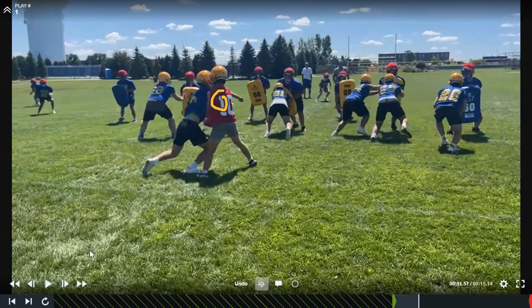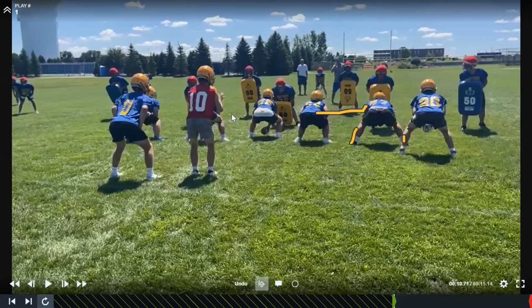Now our backside guard goes the wrong way. Everyone is responsible for their play side gap. Everyone is moving play side. So if it's dive to the right, we're working to the right side. So our guard should be pushing to this linebacker right here.